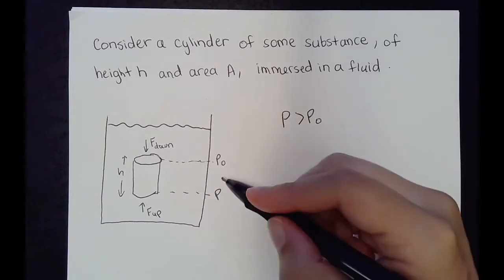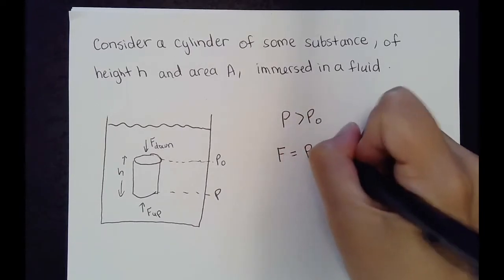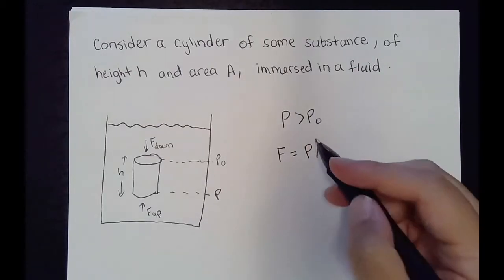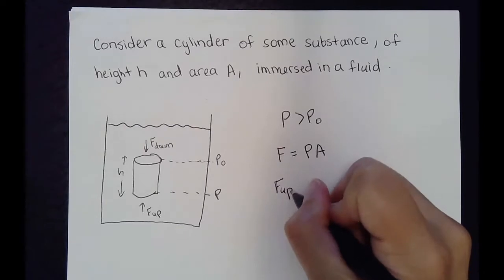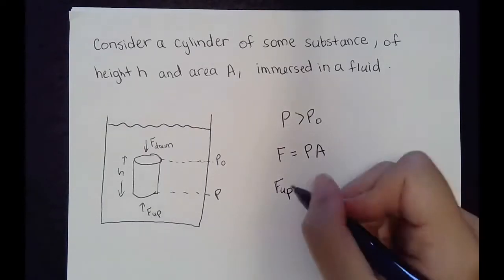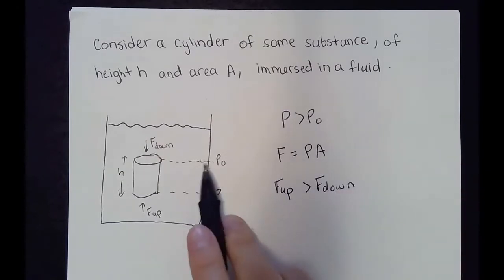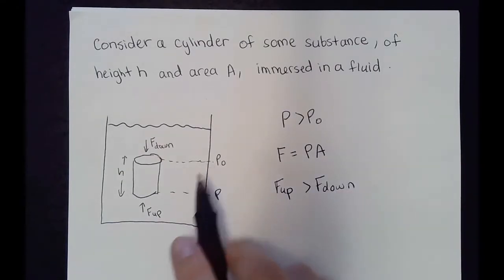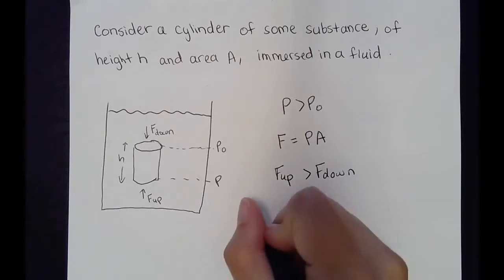Then if we want to write these forces, we can use force equals pressure times area. And then based on this relationship, we can see that the force up from the bottom of the cylinder must be greater than the force down, which is at the top of the cylinder, since the pressure is lower at that point. The buoyant force is caused by the difference in these pressure forces.